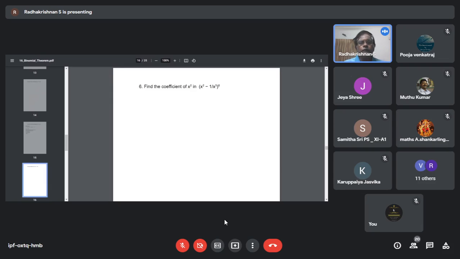So, which term did you get? What came inside the 6? R equal to 2. Yes, that is right. So once you know that R equal to 2, 6C2 is 15. Yeah, Jayashree. Good. Pooja, did you also get it? Pooja, Karpriya, Samita, Sri, others?